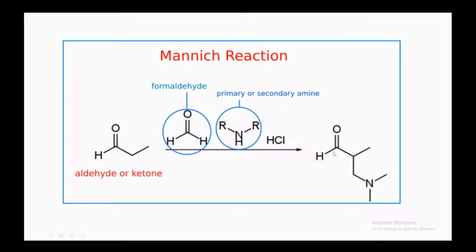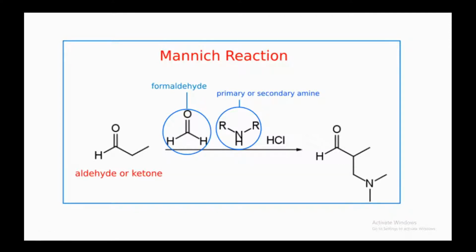Now if you look at the product, you are making a carbon-carbon bond as well as a carbon-nitrogen bond. You are combining all these fragments together to join this functionality. If you look at this functionality, this is alpha, this is beta. So beta amine containing carbonyl compounds. This is how you can prepare them by Mannich reactions.